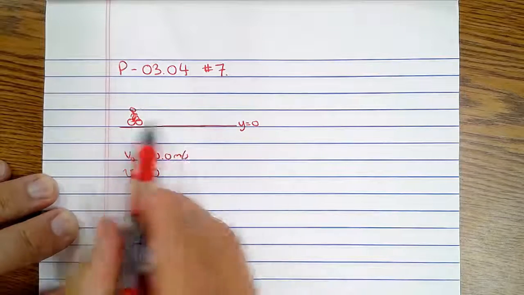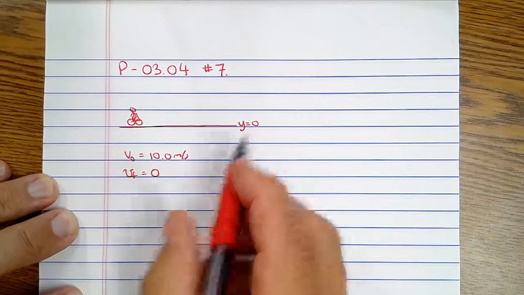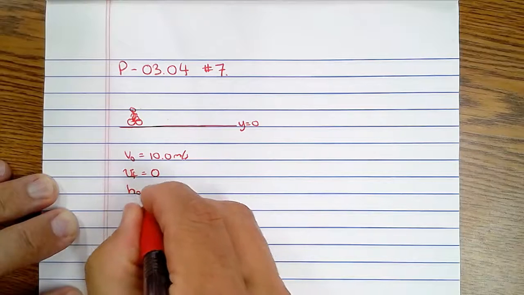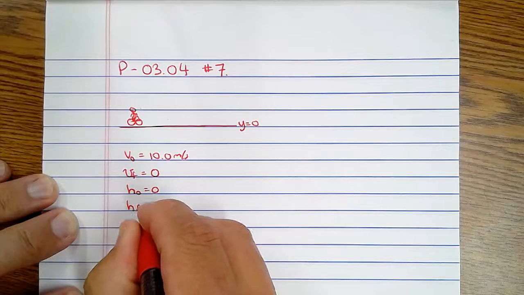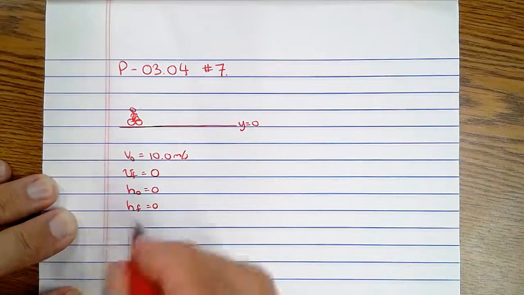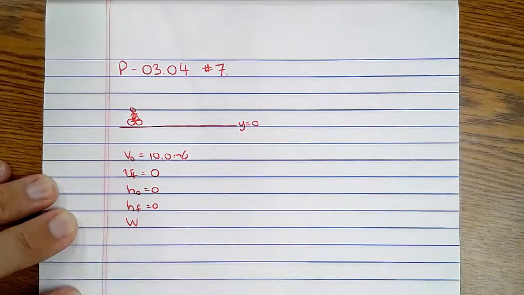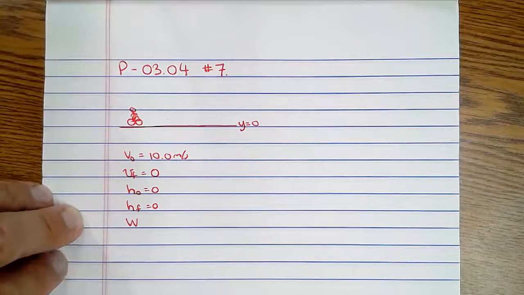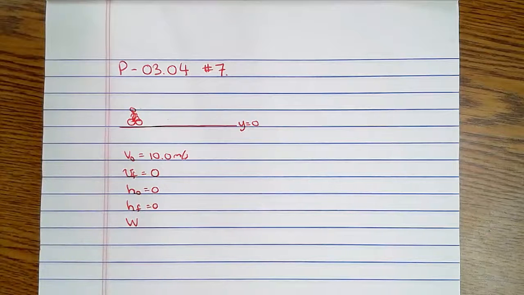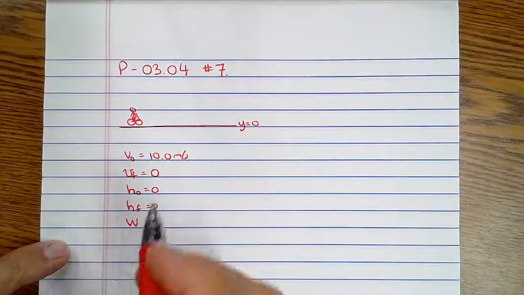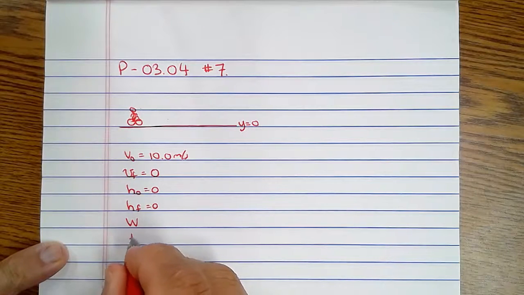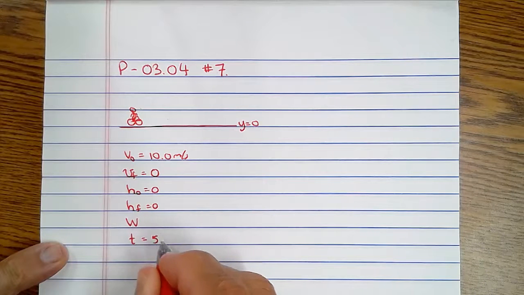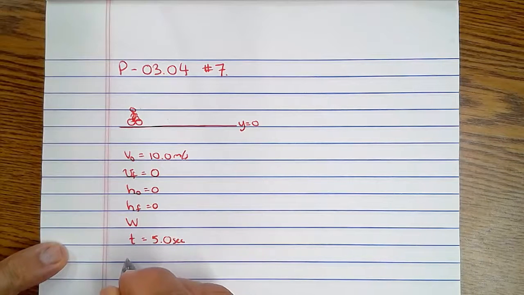And because it's a level road, and we chose to call the road y equals 0, you know the height initial is 0, and you know the height final is 0. And of course, the work is not 0 because energy is not conserved. We had to take energy out of the bike and put it into the brakes in order to get this bike to stop. And we do know the time, so that's going to be given to you in some form. And we are trying to find eventually the power.